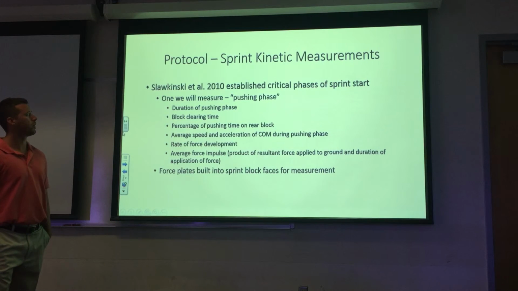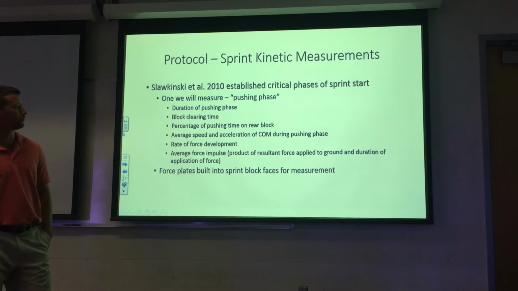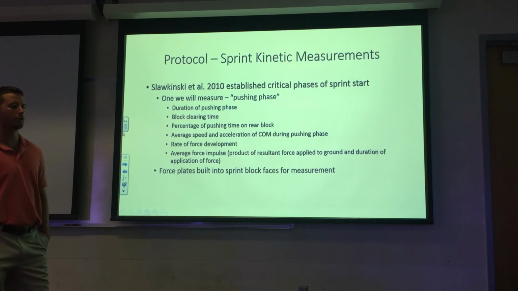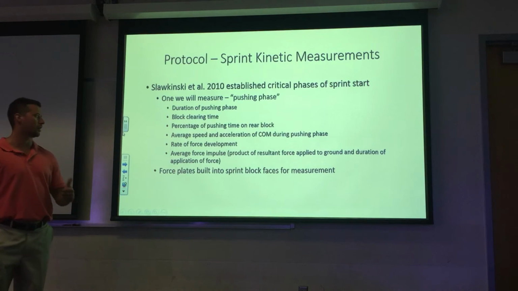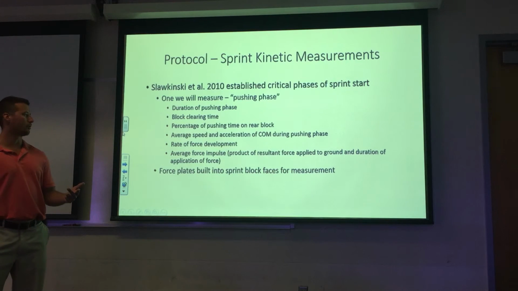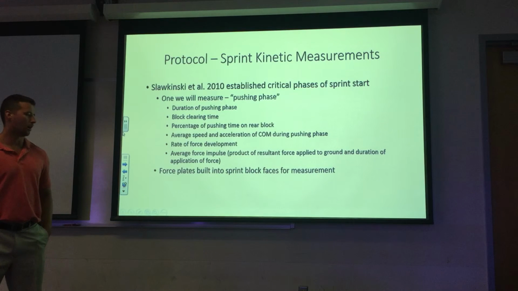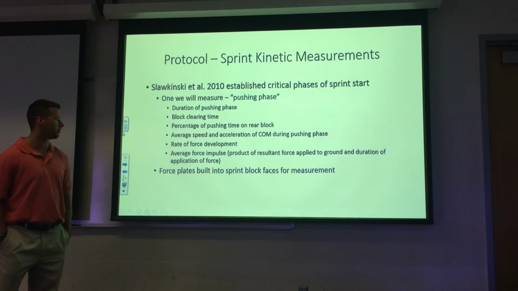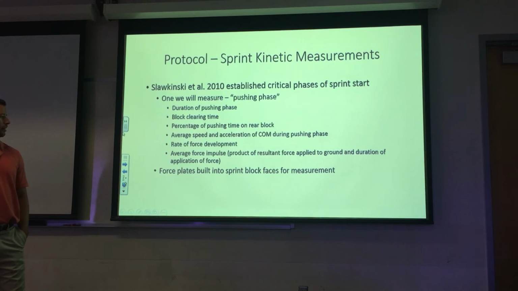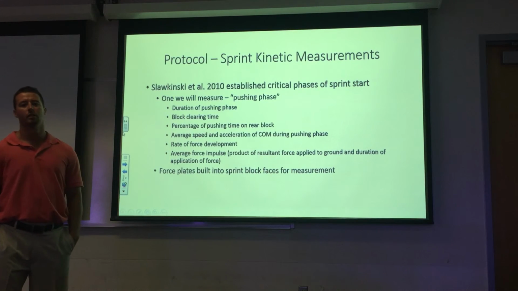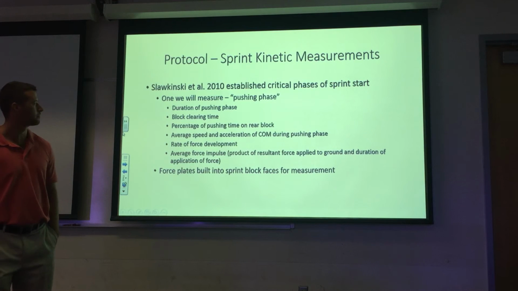Slonsky et al., that same study I keep referring to, established critical phases of the sprint start. So we're going to use one of those phases, the pushing phase, and measure some of those variables: duration of pushing time, block clearing, percentage of push time on the rear block, average speed and acceleration of center of mass during the pushing phase, obviously the rate of force development, I keep talking about that, and the force impulse, okay? And to do this, we're going to build in force plates on the sprint blocks, okay?